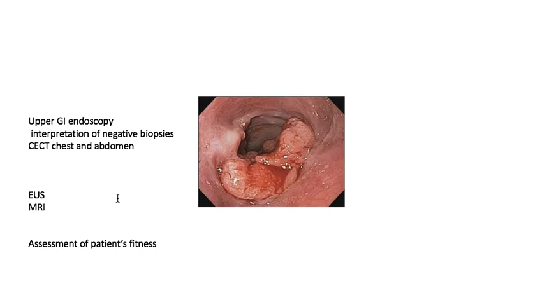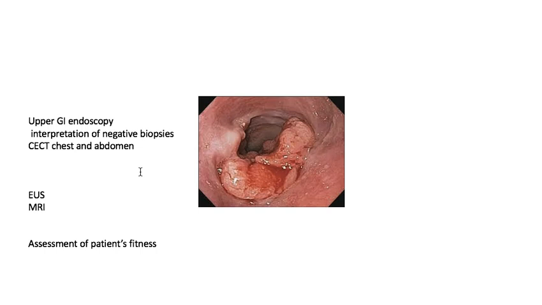And MRI also can be used to assess the malignancy, but in current practice it's not routinely done. So in current practice, what is necessary is upper GI endoscopy, look at the biopsy, and then do a CT chest and abdomen. So our patient now is a diagnosed squamous cell carcinoma in the mid-esophagus, and the CT chest reveals a T2 lesion, and there are no metastatic spread.